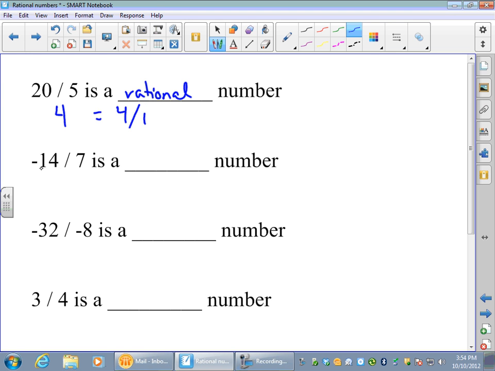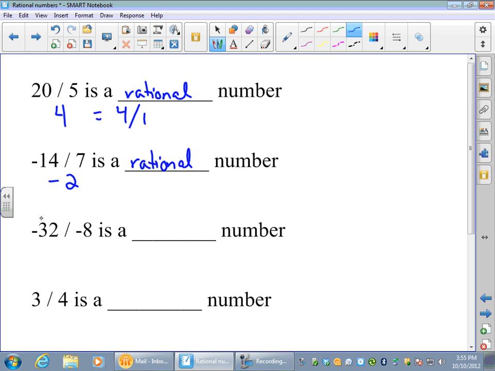How about this one? What is negative 14 divided by positive 7? Well, negative divided by positive, when the signs are different, the answer is negative. 7 goes into 14 twice. So negative 2 is a rational number. Rationals, then, we know could be positive or negative. Doesn't matter because they can both be written as fractions.